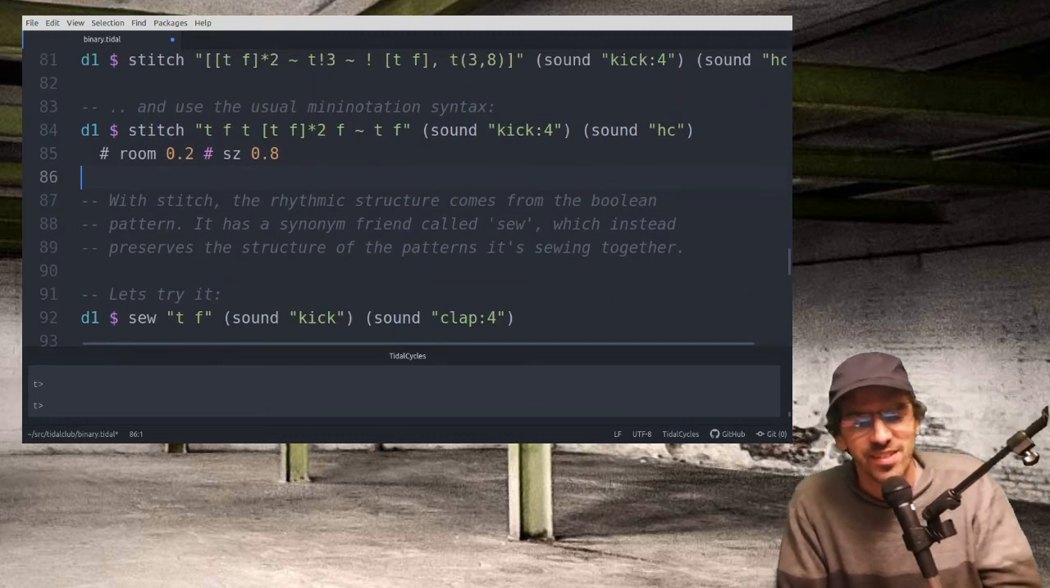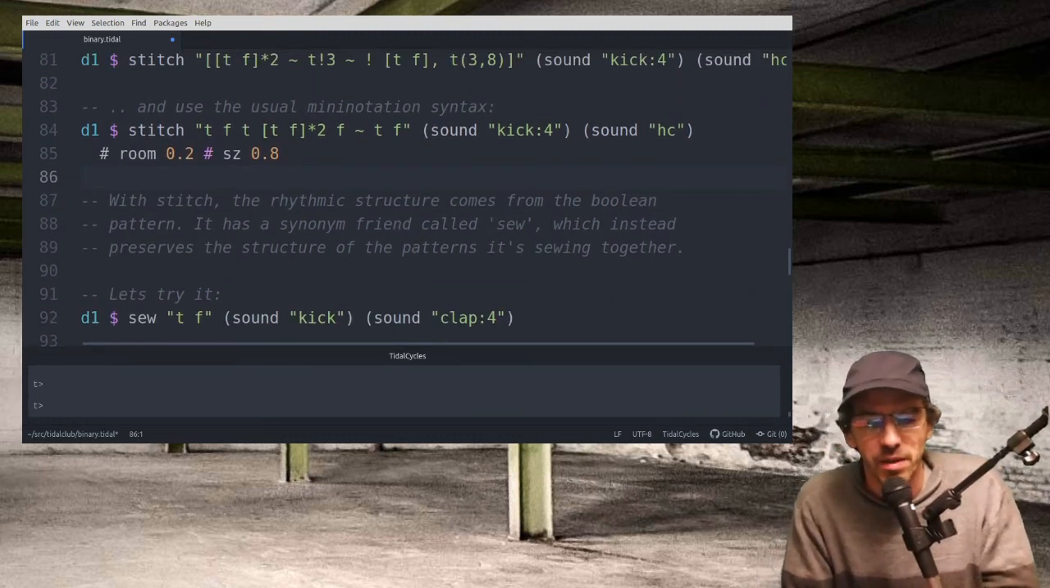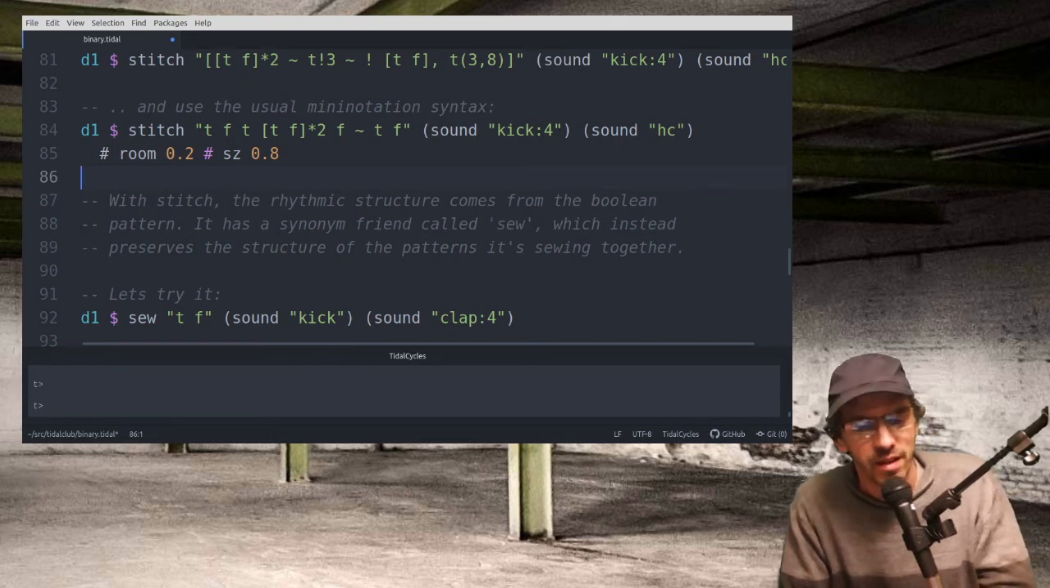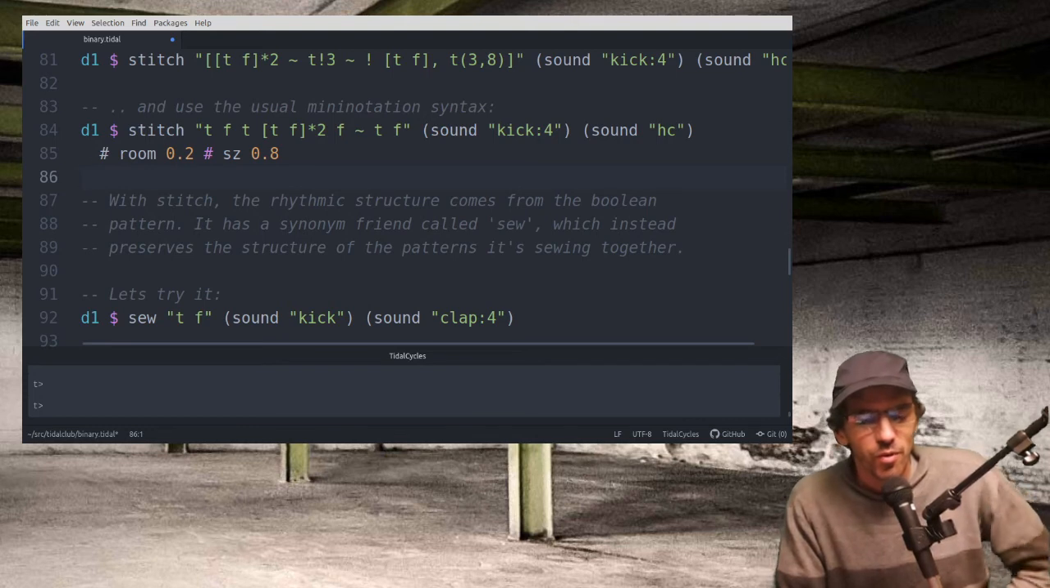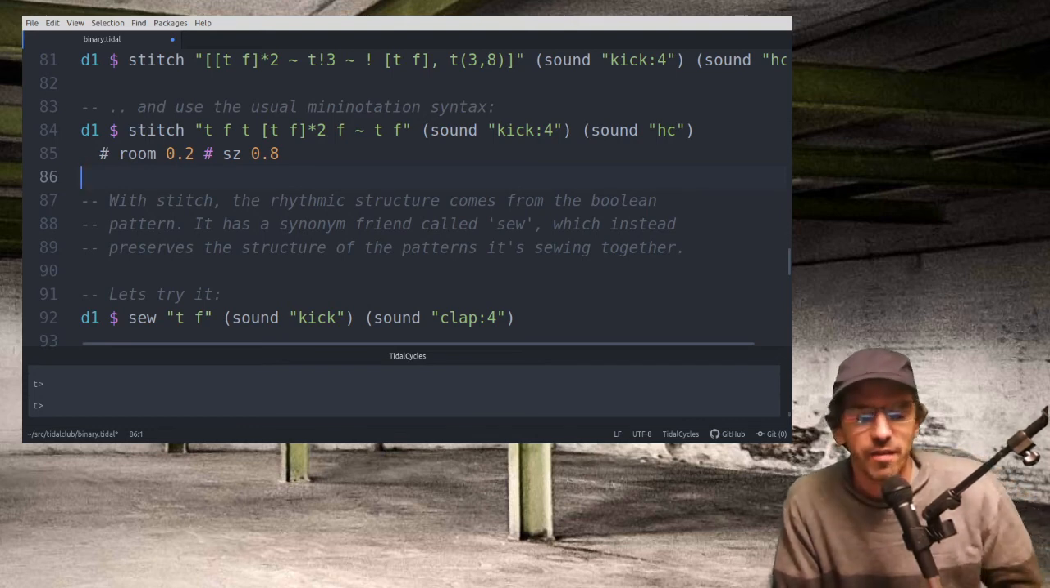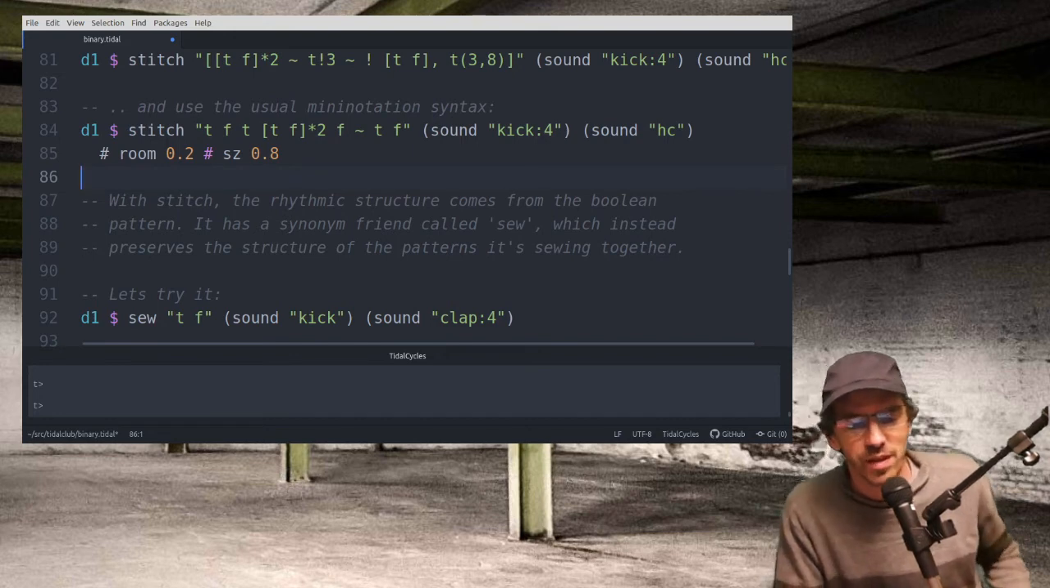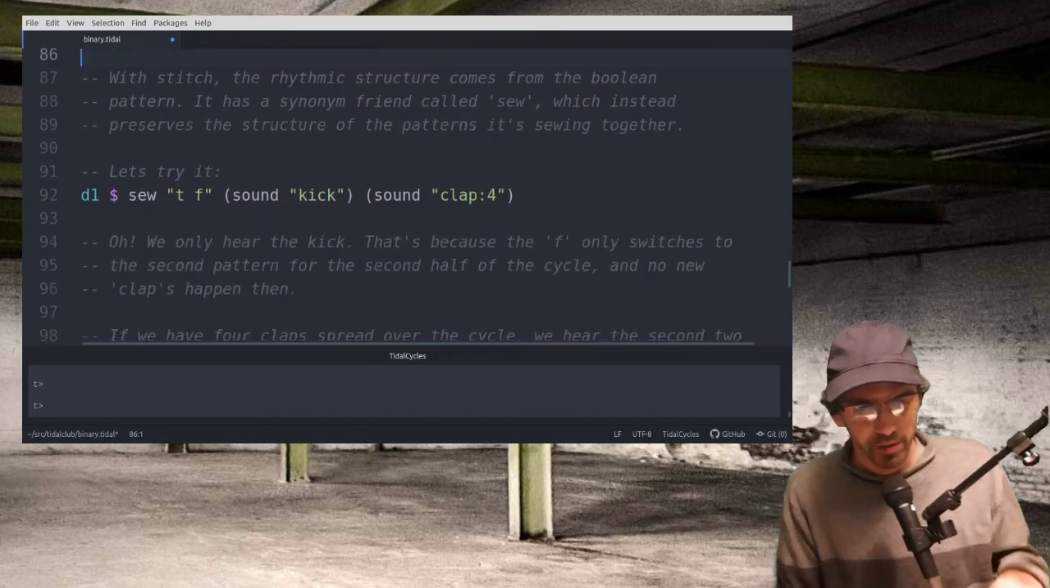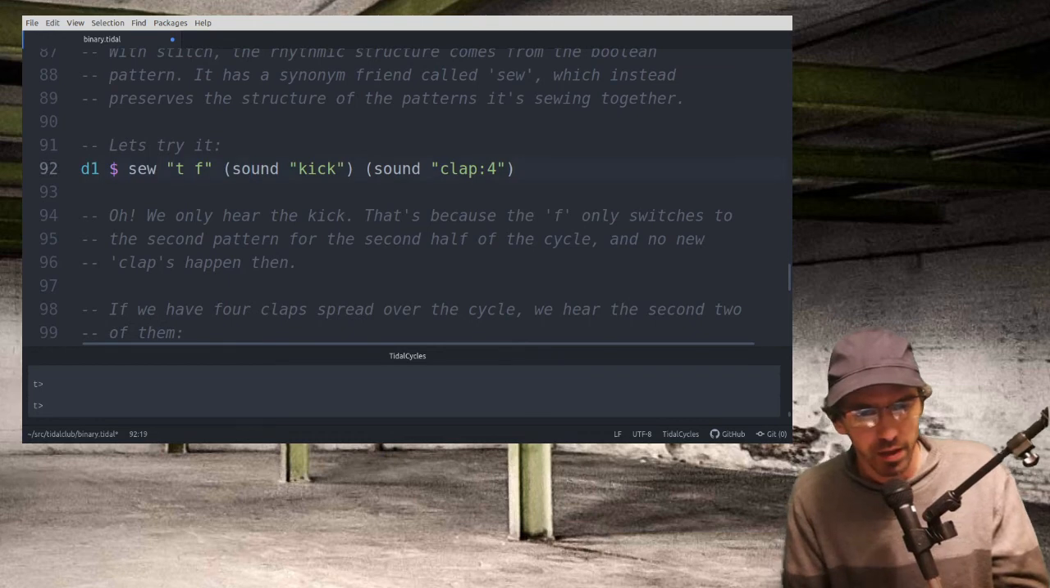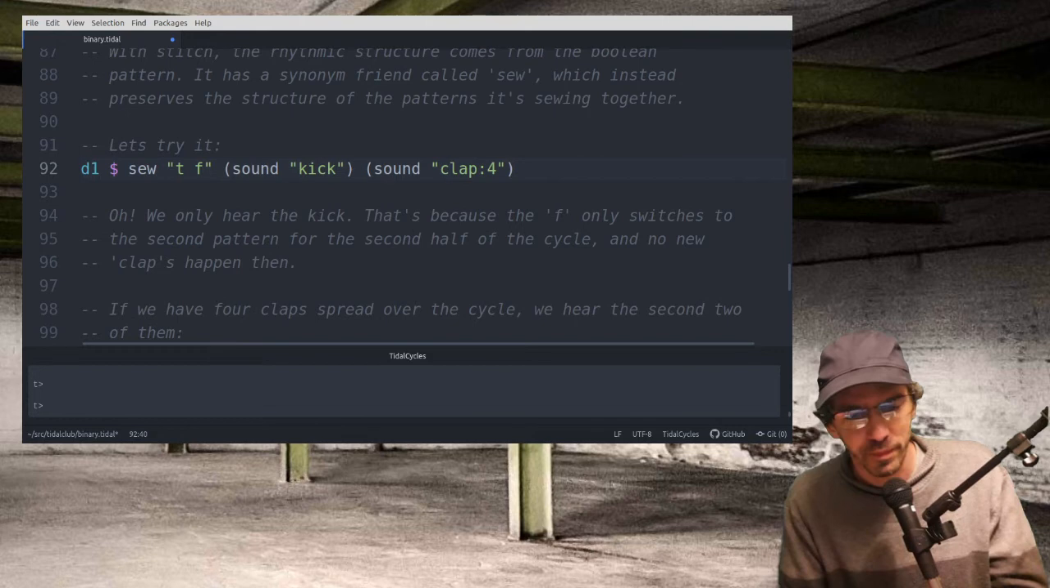With stitch, all the rhythm is coming from the Boolean pattern. With sew, it works more or less the same, except all of the rhythm comes from the patterns that you're sewing together. So this is a bit of a gotcha. Here I'm skipping between this pattern and this one. So the first half is this pattern and the second half is this pattern. But there's a problem.